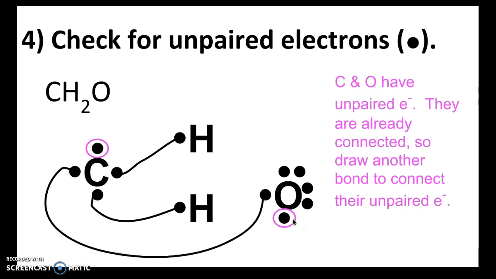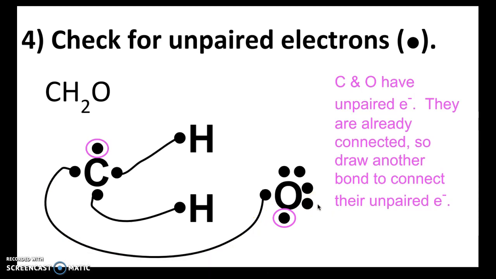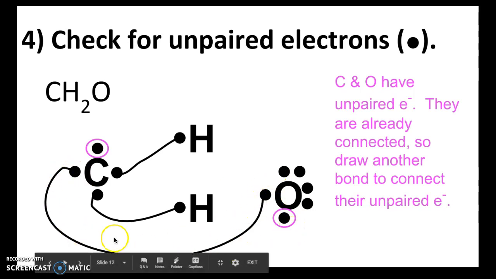Now, since these 2 atoms are already connected, we already connected them here, I can just go ahead and connect them again, and in that way I would make a double bond because there will be 2 bonds connecting the carbon and the oxygen. So whenever I get to this step, when I'm checking for unpaired electrons and trying to pair them up with other atoms that have unpaired electrons, the best thing to do is to try and pair the atoms that are already connected. So once again, the carbon and the oxygen are already connected here, so I can just go ahead and easily pair up their unpaired electrons.